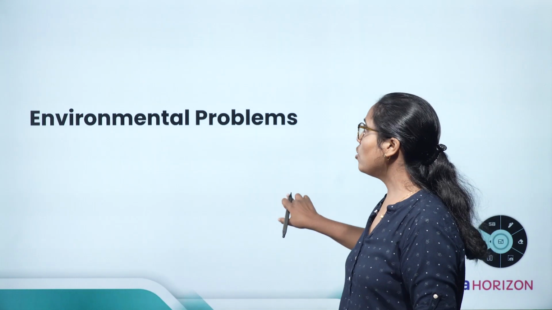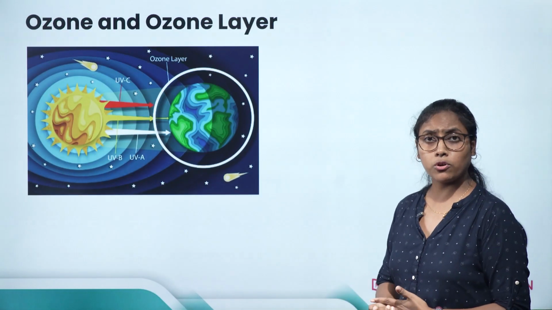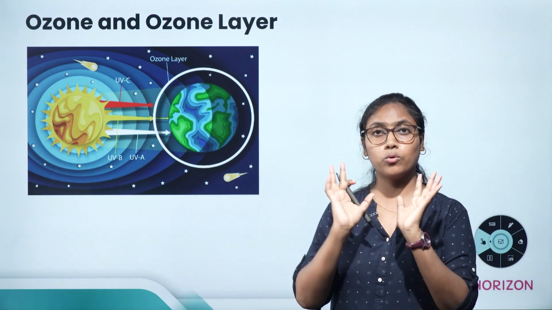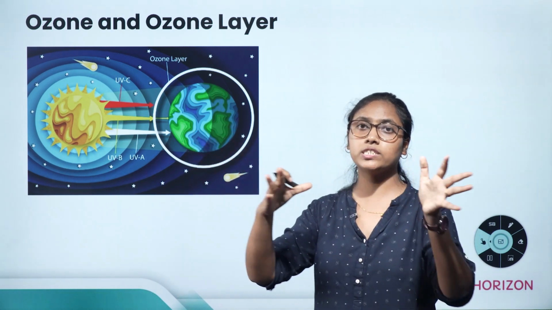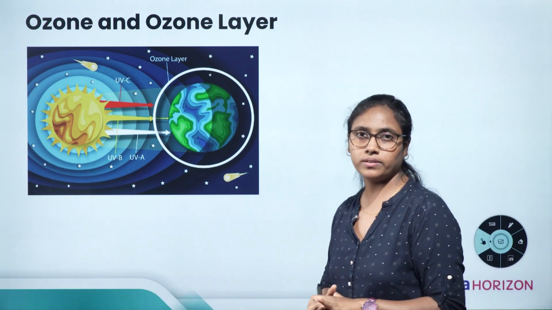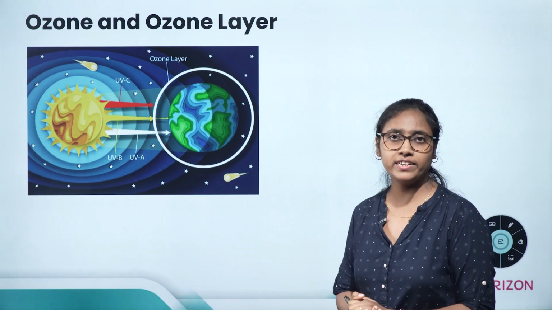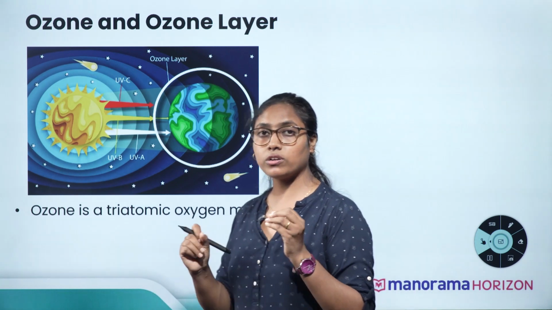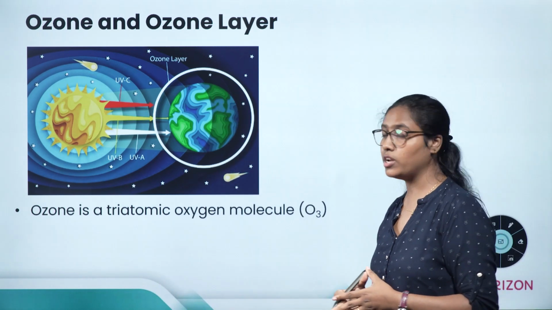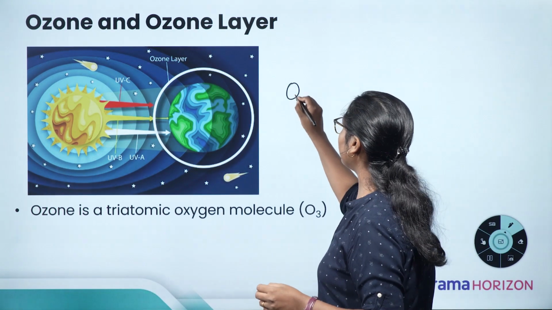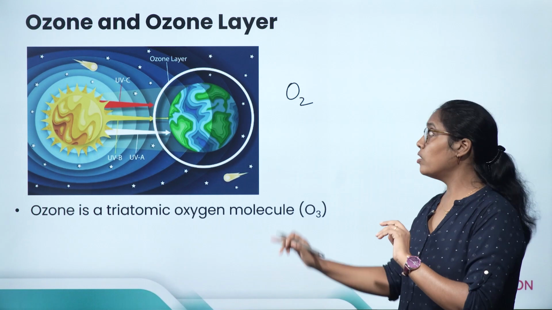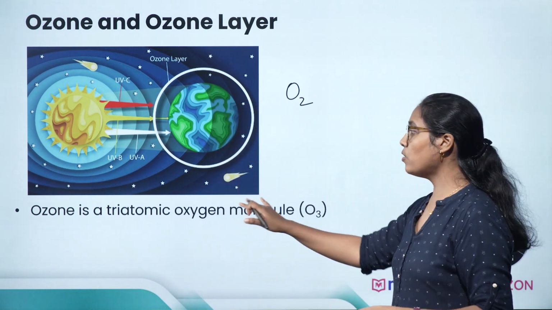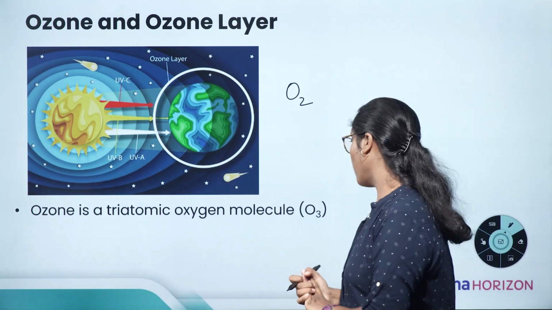So first let us start with ozone, and we will study what ozone is and what the ozone layer is. What is ozone? You all have heard the term ozone, right? You have heard it in lower grades, what ozone depletion is and all. Your chemistry teachers might have told you what ozone is. So ozone is a triatomic oxygen molecule. Usually when we say a normal oxygen molecule, we refer to diatomic oxygen, the oxygen molecule we usually talk about. Here ozone is a triatomic oxygen molecule.